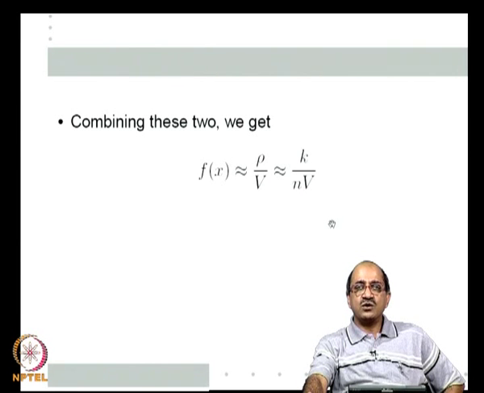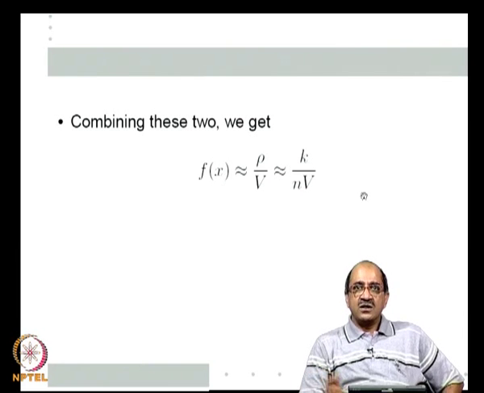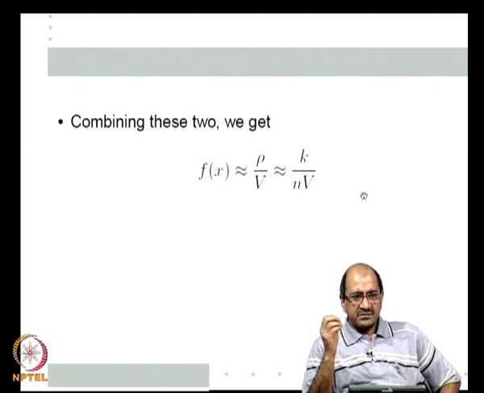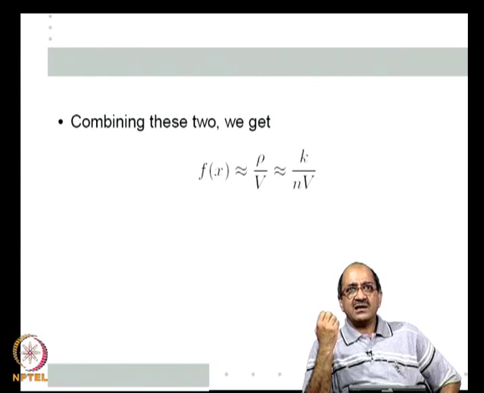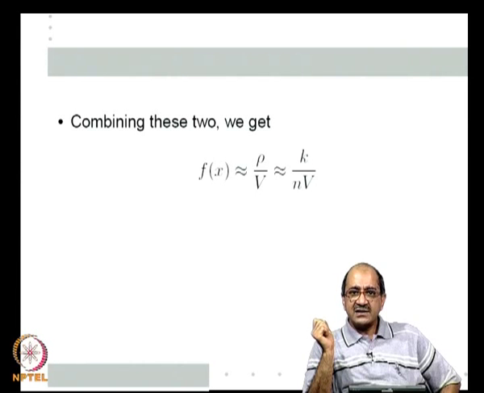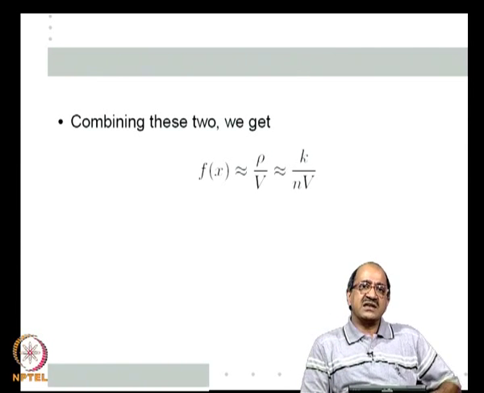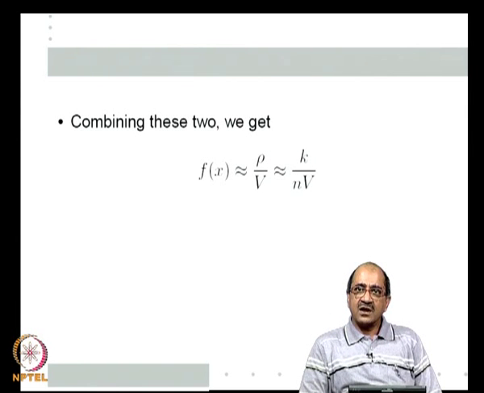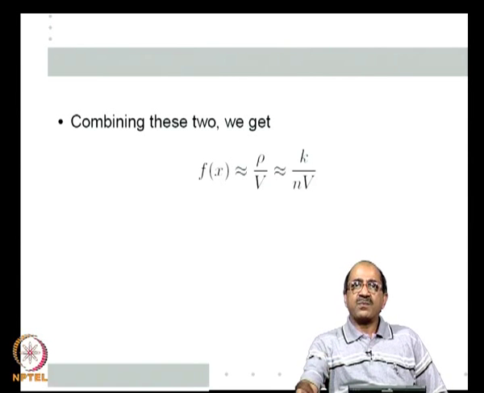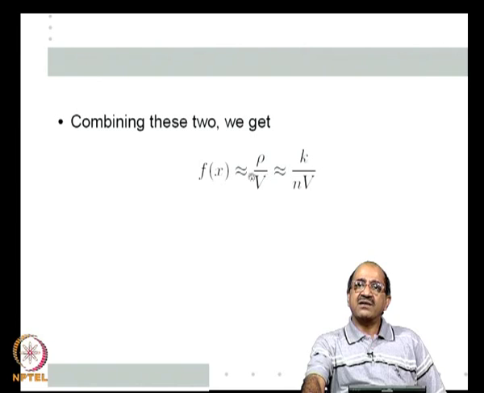So, combining these two, f(x) is rho by v, rho is k by n. So, f(x) is approximately equal to k by n v. Okay. What does this mean? If I want the value of f at any given x, I take a region around that x of volume v, count how many samples have fallen in it, let us say that is k, then I can approximate f by k by n v, right.